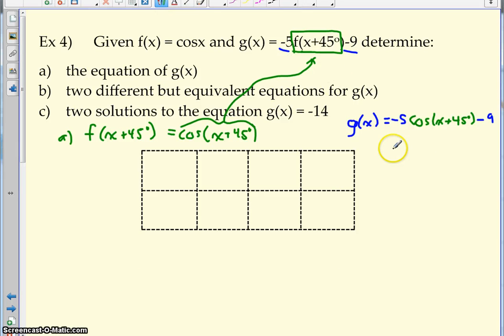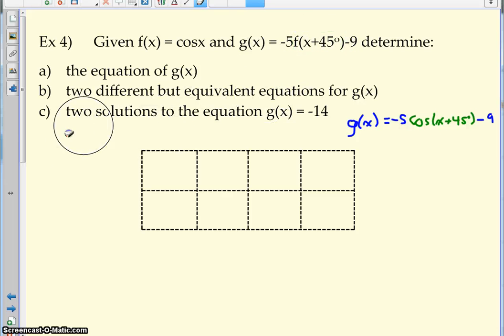Okay, once it's in this form, it looks a bit more familiar, right? There's a lot of information you can get about this now. You can get the amplitude, the mapping rule, the phase shift, the axis, and all that kind of stuff. So now that we have this, part B asks you to determine 2 different but equivalent equations for g of x. Okay, now we already know that there's multiple different equations that can represent one graph, but the best way to get the other ones is to do it graphically.